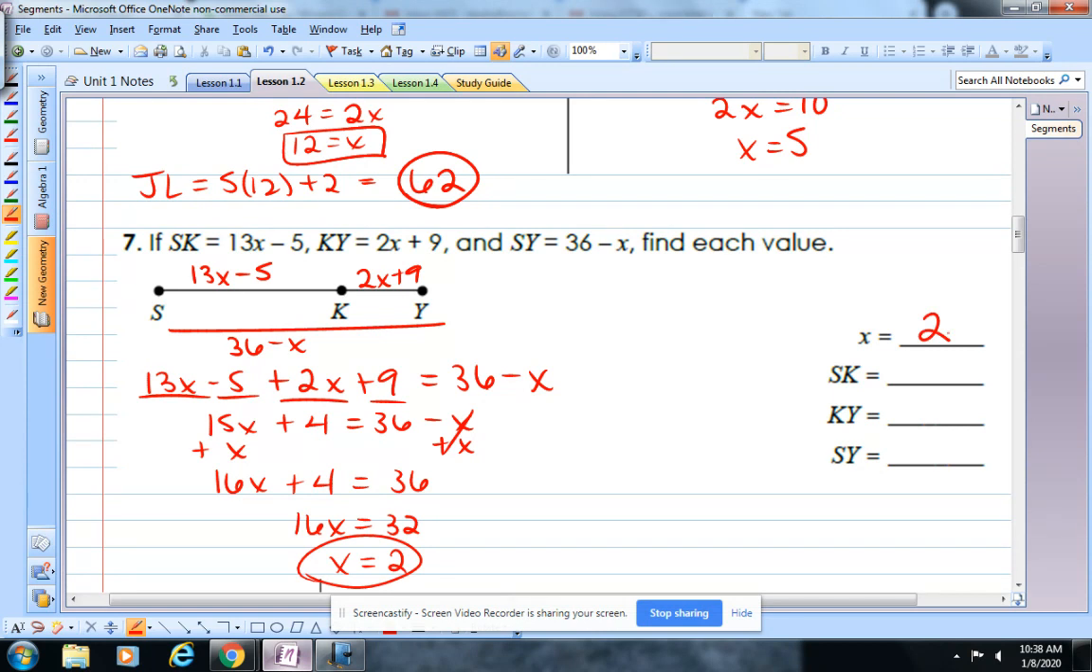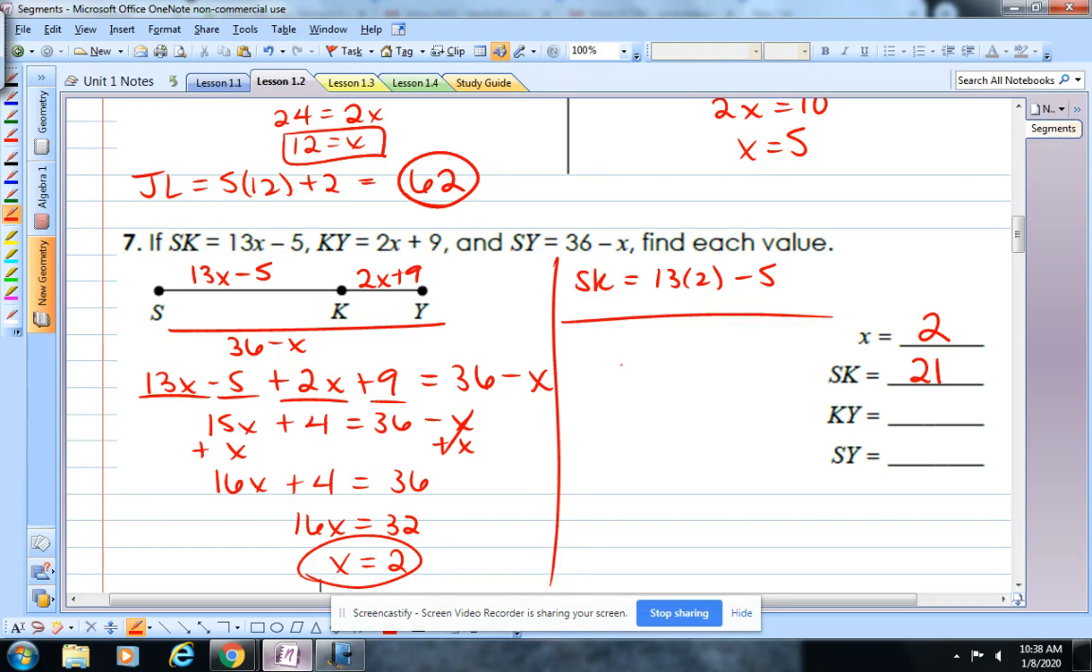Y'all with me on that? Everybody okay on that? Now how am I going to find the length of those segments? Plug 2 in for all your x's. So for SK, I'm going to say 13 times 2 minus 5. Well, 13 times 2 is 26, minus 5 is 21 units.